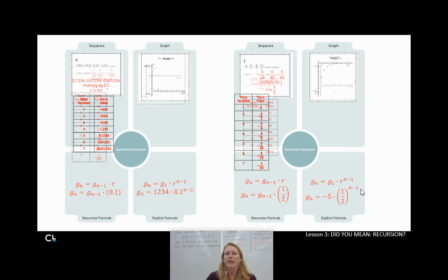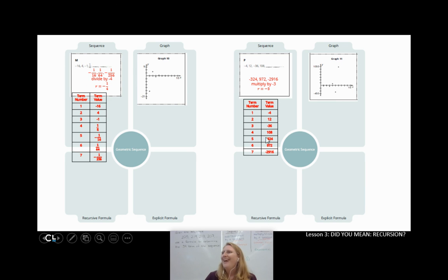Awesome. Two more, right? We're so close. For sequence M, I can see that my ratio is negative 1/4. So for my recursive formula, I have g sub n equals g sub n minus 1 times negative 1/4. Again, I'm using parentheses because that got crazy. And the magic, of course, is the explicit formula that can find any term. So I need my first term, which is negative 16. So my explicit formula is g sub n equals negative 16 times negative 1/4, all in parentheses to keep it all safe, raised to the n minus 1 power.